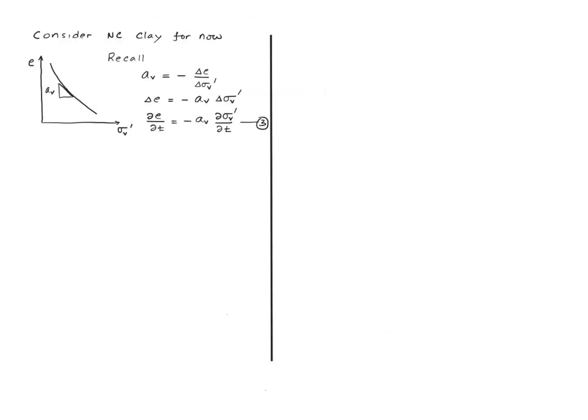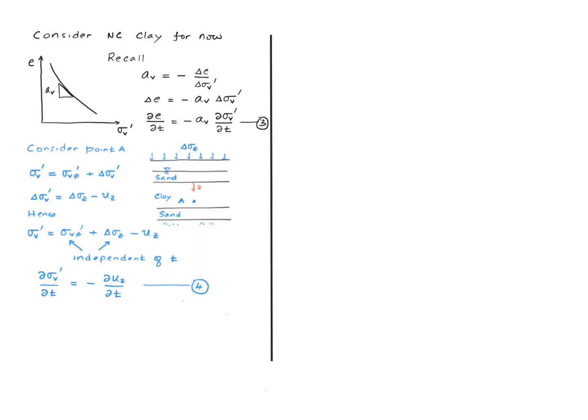The next step is to relate the rate of change of weight ratio to the rate of change of effective stress. So to do that, we utilize this relationship right here. And from that relationship, by rearranging it, we have this: delta e equals minus a sub v times delta sigma v prime. So you differentiate both sides with respect to time, we get this relationship. We'll call this equation number 3.